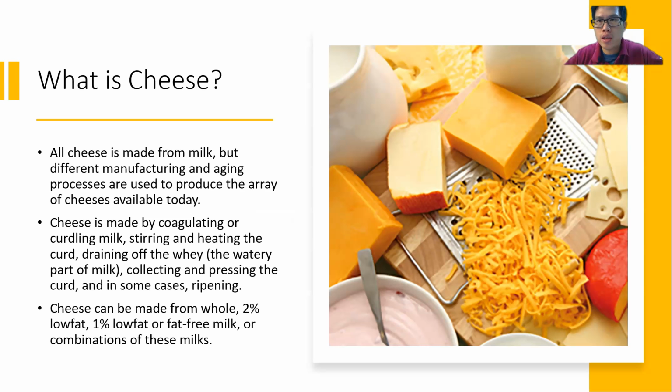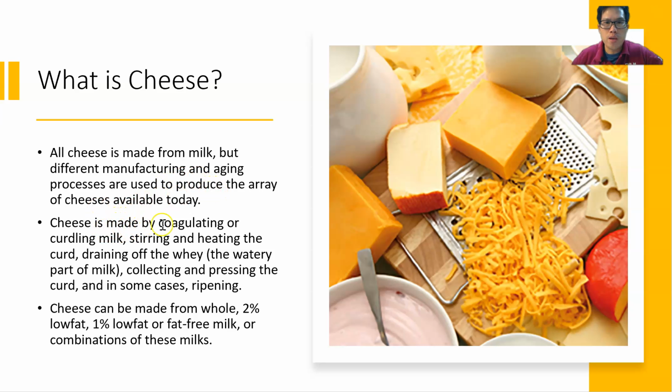What is cheese? I think a lot of people know what cheese is, but I just want to clarify further. It's made from milk. It can come from different milks like cow's milk, buffalo milk, goat's milk, and so forth. Of course, different milk will lead to different types of flavors, because the components are very important. So choosing the right milk for cheese is very important. But different manufacturing and aging processes are used to produce the array of cheese available today.